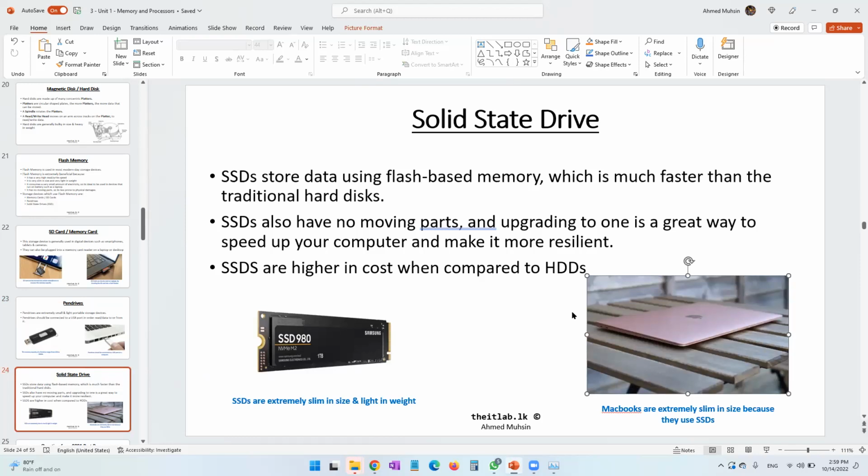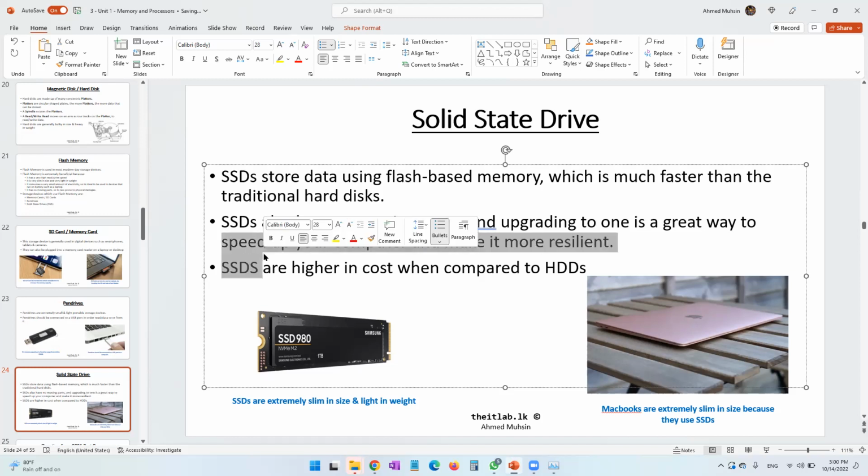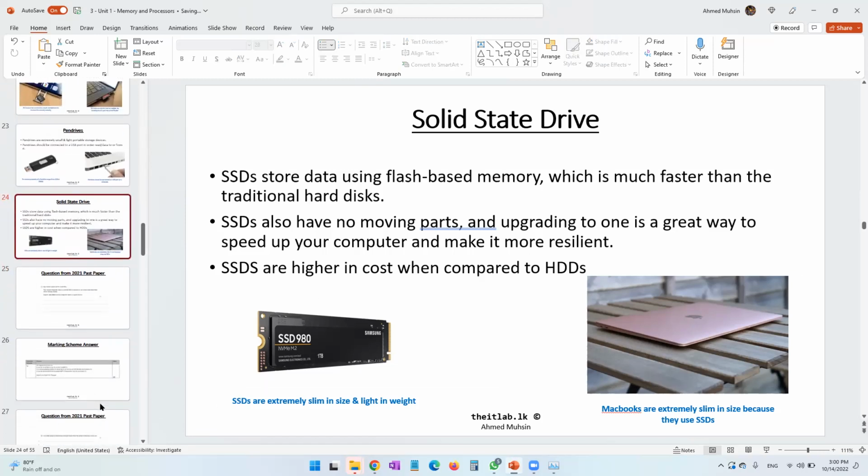Right. Over here, I think we missed a point. It says SSDs also have no moving parts, and upgrading to one is a great way to speed up your computer and make it more resilient. Because an SSD has a high read-write speed, your computer becomes fast. And next, it has no moving parts. So shaking your laptop, moving your laptop this way, that way, will not be affecting your SSD. I hope so far so good. I hope it's making sense over here.